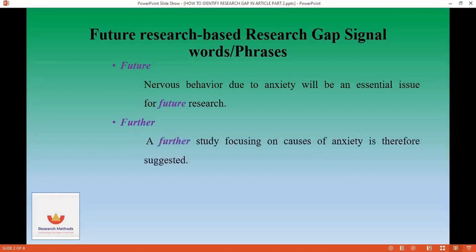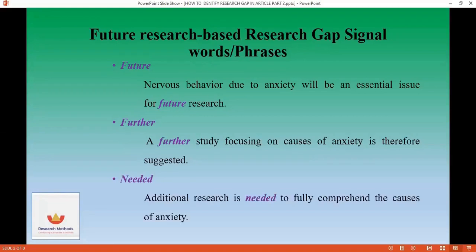The next word we have is "further". A typical example of this word may look like: a further study focusing on causes of anxiety is therefore suggested. The third word is "needed". Example of needed is: additional research is needed to fully comprehend the causes of anxiety. These kind of sentences always point towards research gaps that are present in typical studies.